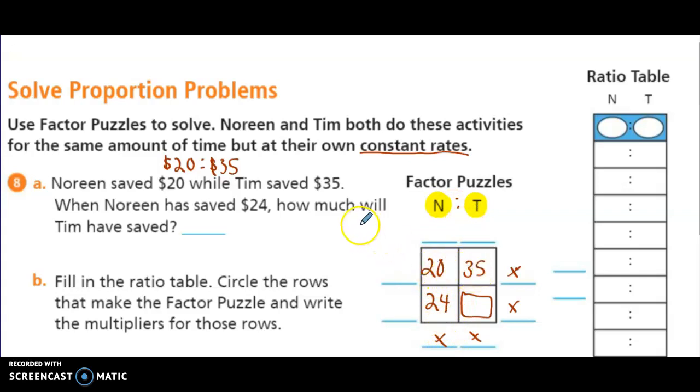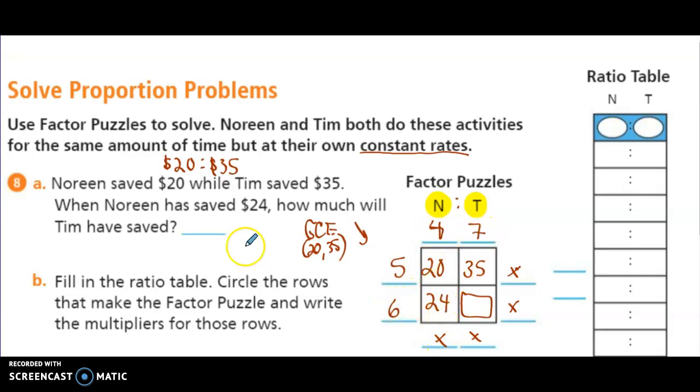So we're looking for the greatest common factor of 20 and 35, and that is 5. Working from the inside out, now dividing, 20 divided by 5 gives me 4, oops, this is 4. 35 divided by 5 is 7. 24 divided by 4 is 6.